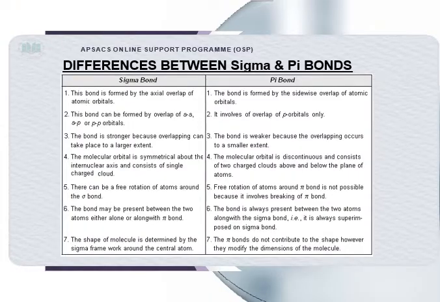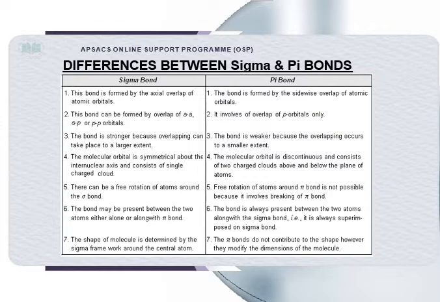Now here the differences between sigma and pi bonds is given. The sigma bond is formed by the axial overlap of the atomic orbitals. It can also be termed as the end-to-end overlap or head-on overlap of the two orbitals, which are partially filled, that contain only one electron in them, while the pi bond is formed by the sideways or lateral overlap of the atomic orbitals, which are partially filled.